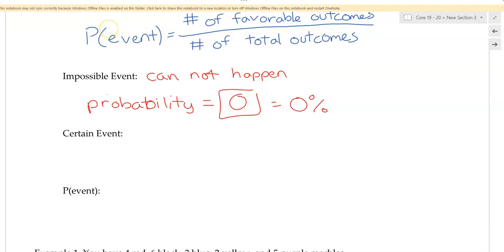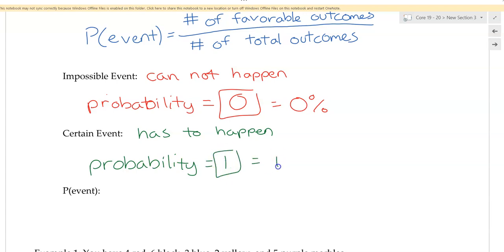A certain event has to happen. It will always happen no matter what. There is no way it is not going to happen. It is certain that it's going to happen. And the probability of that is 1, which equals 100%.